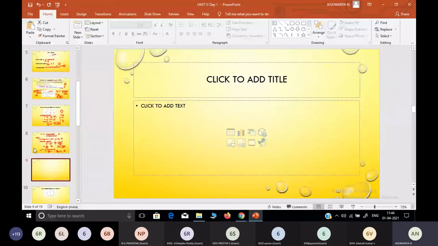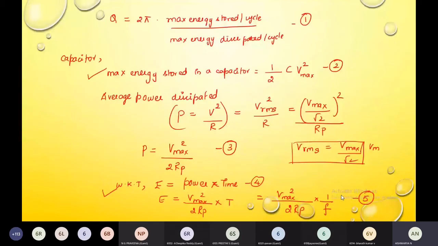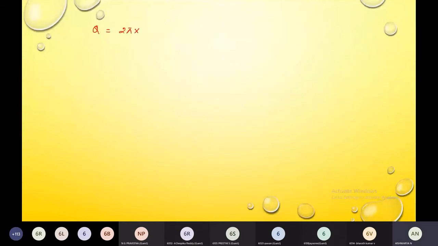Substitute 2 and 5 in 1. Find out the answer for Q. So what happens to your Q? So Q equals 2 pi into the maximum energy stored, which is Vmax square by 2RP, and here you will have Vmax square by 2RPF. From this, you tell me. Sorry, here I made a mistake. It is half CVmax square, correct?